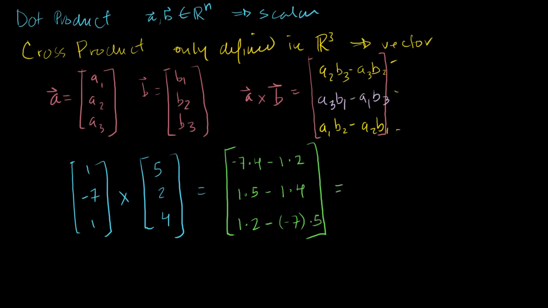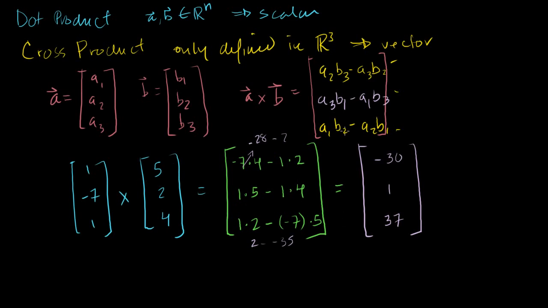And so that is equal to, let me see, what do we get? Minus 7 times 4. Don't want to make a careless mistake here. That's minus 28 minus 2, right? So this is minus 30 for that first term. This one is 5 minus 4, which is just 1. And then 2 minus 35. That's minus 33. So there you go. Hopefully you understand at least the mechanics of the cross product.